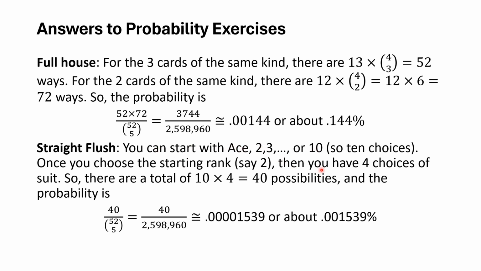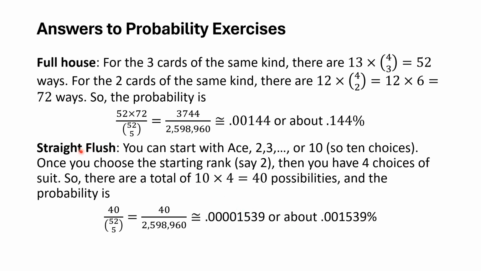And then once you pick the starting rank, you need to pick the suit because it's a flush, meaning all the cards are of the same suit. They're all hearts, they're all diamonds or clubs or spades. So it's 10 times 4 is the total number of straight flushes, so very few. And you divide that 40 by the total number of poker hands, and you get this really small number here, or 0.001539%.